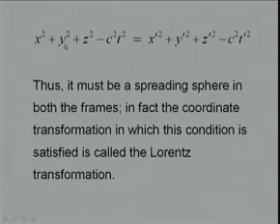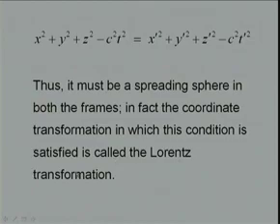Now you use the equation, because there is no motion in the y and z direction, that y is equal to y prime and z is equal to z prime. So, you get x square plus y square plus z square minus c square t square is equal to x prime square plus y prime square plus z prime square minus c square t prime square. Thus, it must be a spreading sphere in both the frames. In fact, the coordinate transformation in which this condition is satisfied is called the Lorentz transformation.